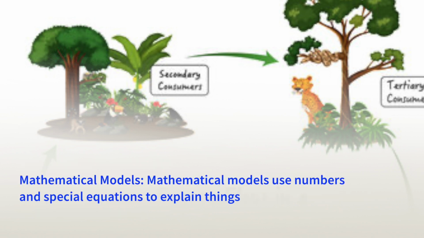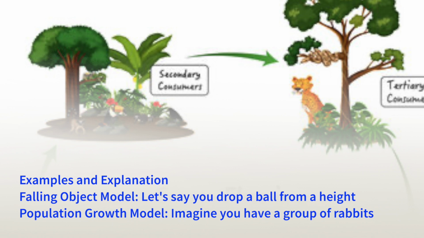Now there can be mathematical models as well. Mathematical models use numbers and specialized equations to explain things. They are like tools that help us predict what happens in the future. An example of this is the falling object model. Let's say you drop a ball from a height. Scientists use math to show how fast this ball will fall or how long it will take to reach the ground. This helps engineers design things like parachutes that make falling very safe.